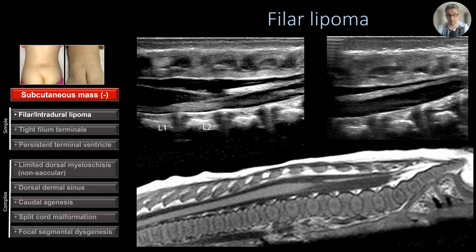They may be detected on the ultrasound, although it's difficult. Here is a case of a very thin filar lipoma on the ultrasound. It is slightly hyperechoic, but on the MRI you can confirm this T1 hyperintensity and confirm the diagnosis.